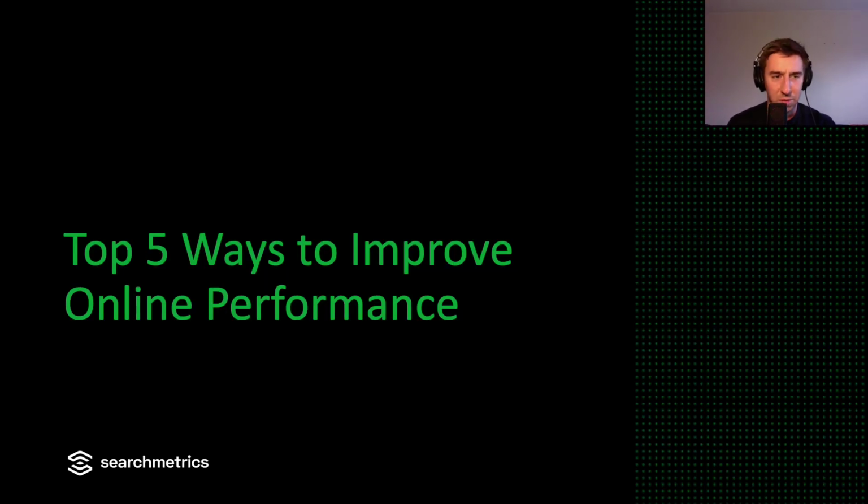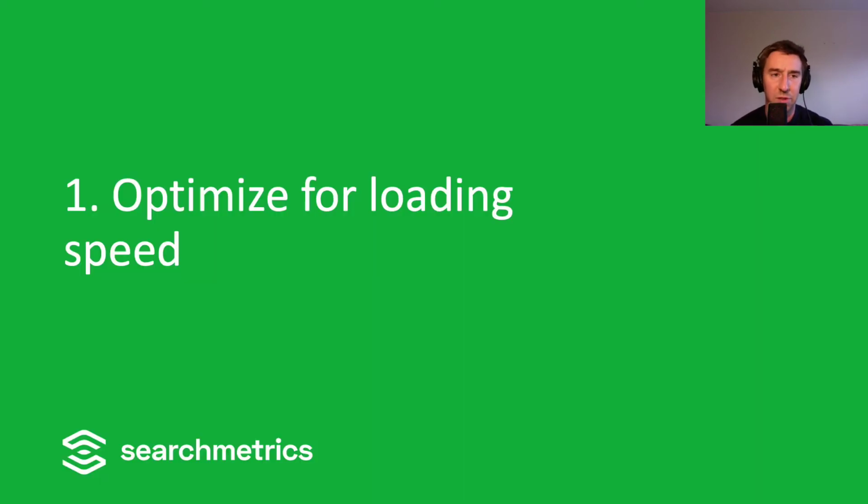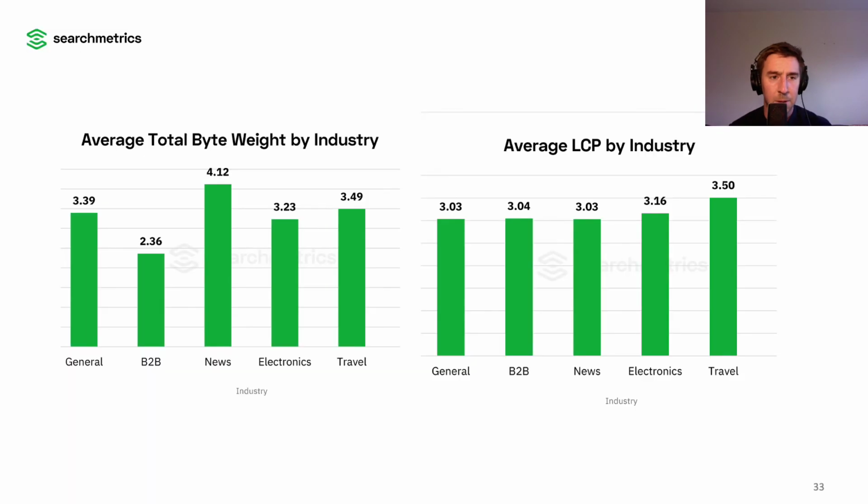your own performance. Okay, so here are the top 5 ways to improve your online performance with an emphasis on loading time. Okay, so number 1, optimize for loading speed. Again, this is some really cool Searchmetrics data. We can see how heavy the average page is by industry, with news sites being the heaviest. No surprise given the streams of ad banners and large full-width images that are often there.